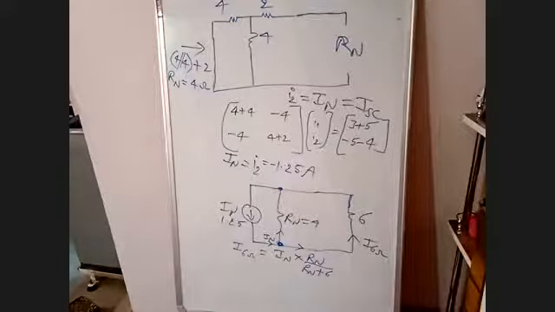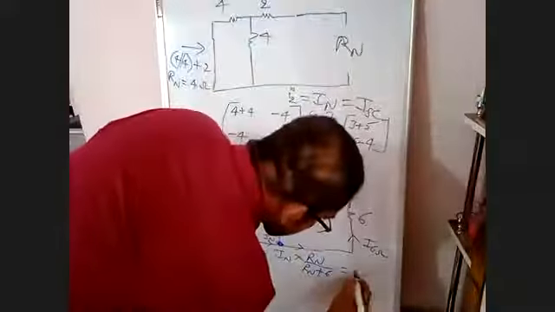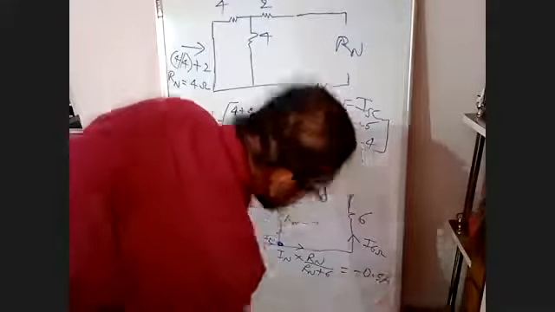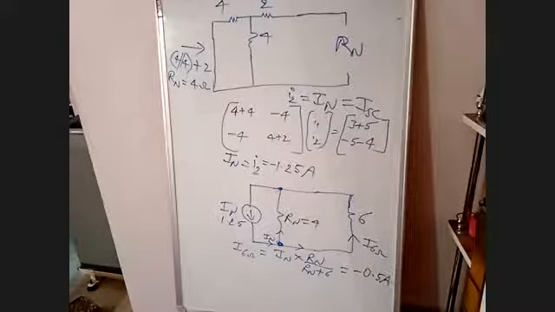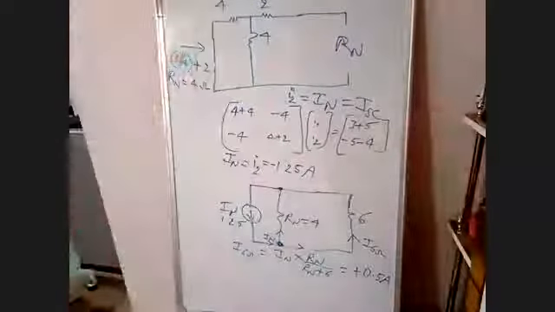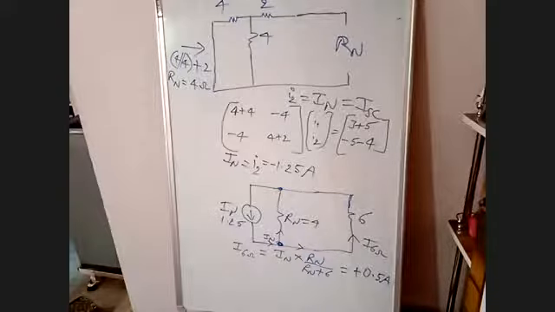So minus 0.5. Okay. Actually, it is plus only. Why is it plus? Sir, if current is in the downward direction in 6 ohms, it is minus. If current is in the upward direction, it is plus 0.5. Okay, sir. If you consider the opposite direction, it becomes minus.